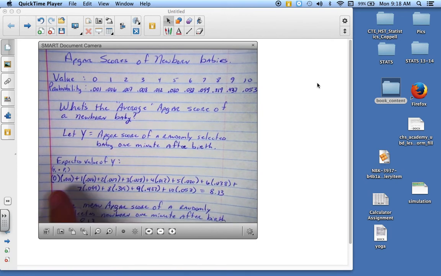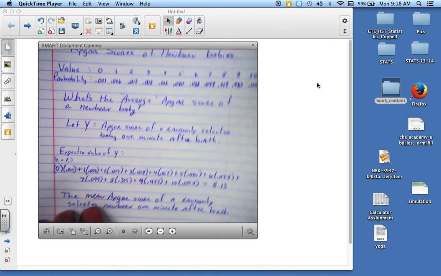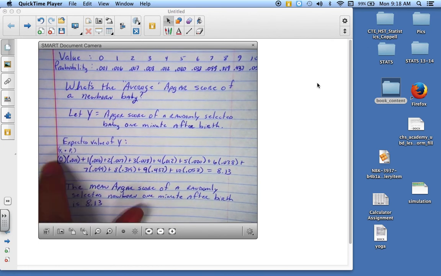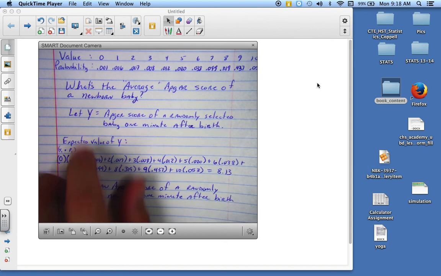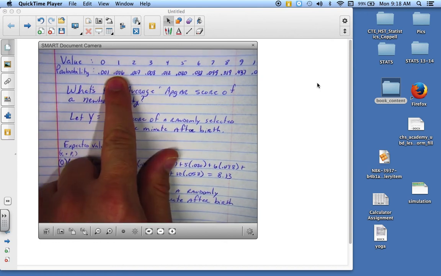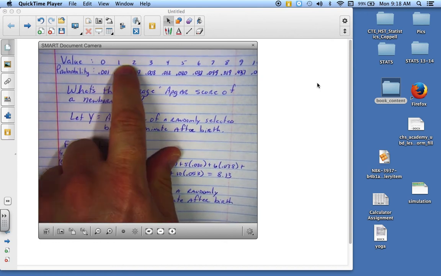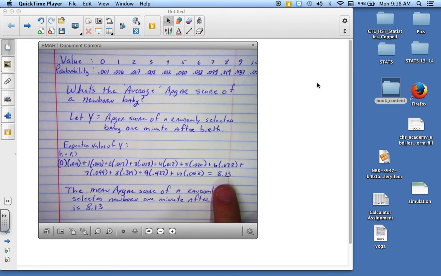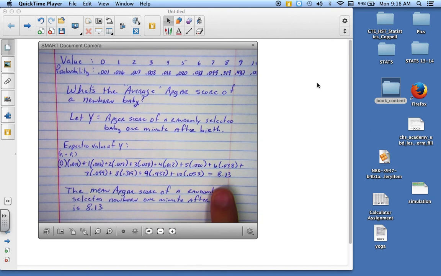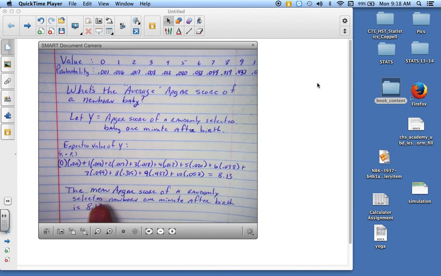Here's how you find the expected value of y. You take 0, which is the score of 0, times the probability that that baby got a 0, plus 1, a score of 1, times 0.006. So basically, I'm going back up here, and I'm multiplying 1 times 0.006, 2 times 0.007, and I'm adding them together. When I get to the end, I get 8.13, and you follow up with a sentence: the mean APGAR score of a randomly selected newborn 1 minute after birth is 8.13.